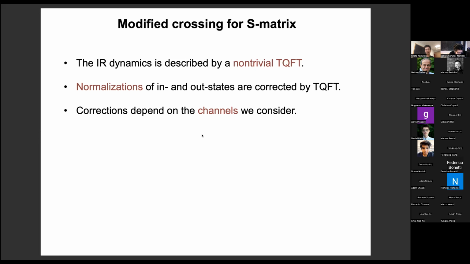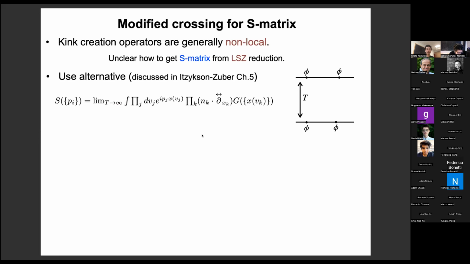Okay, so now let's go through the derivation. To discuss the S matrix, we need to define the S matrix first of all. The textbook way of defining the S matrix is to use the LSZ reduction. You compute the correlation function, and then you do the Fourier transformation, and you look at the poles of the correlation function and extract the S matrix.